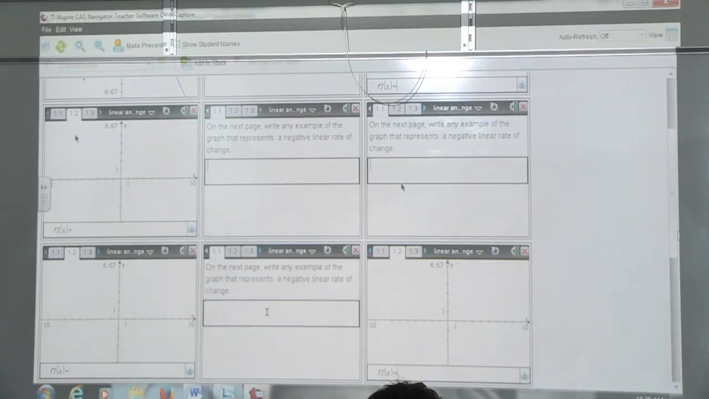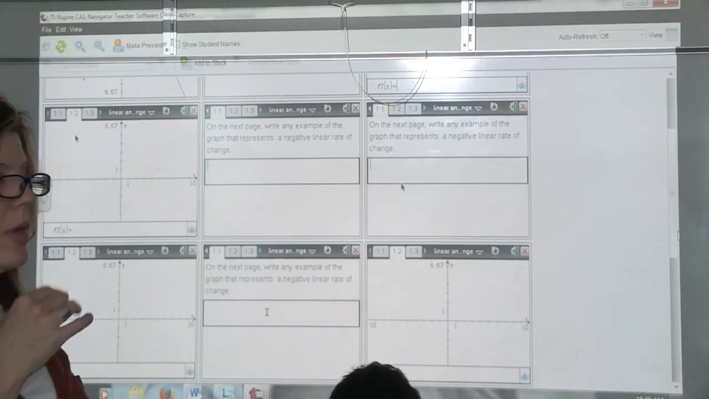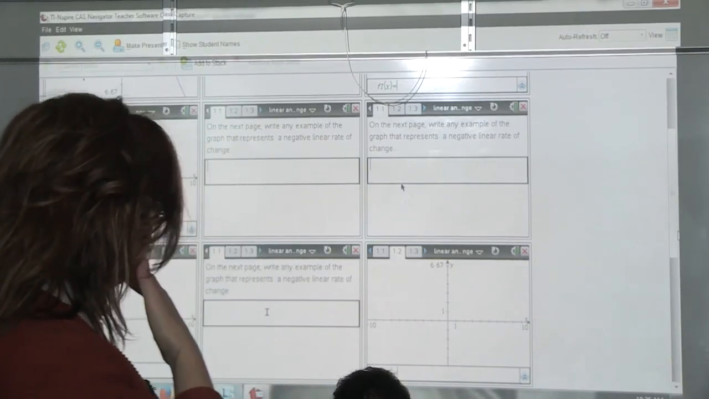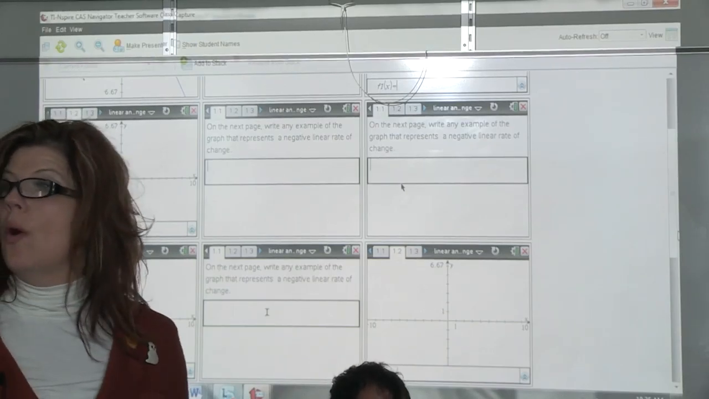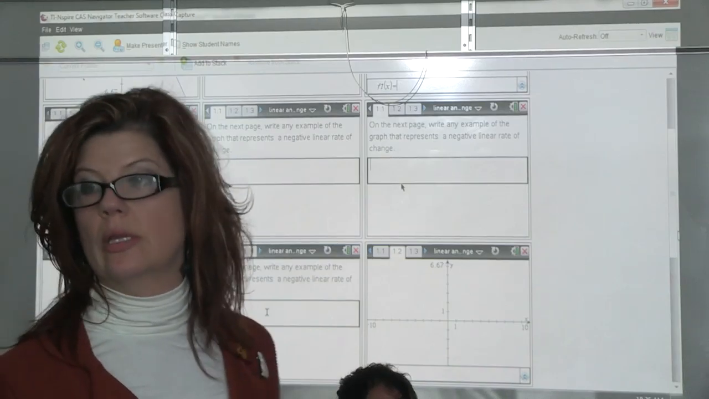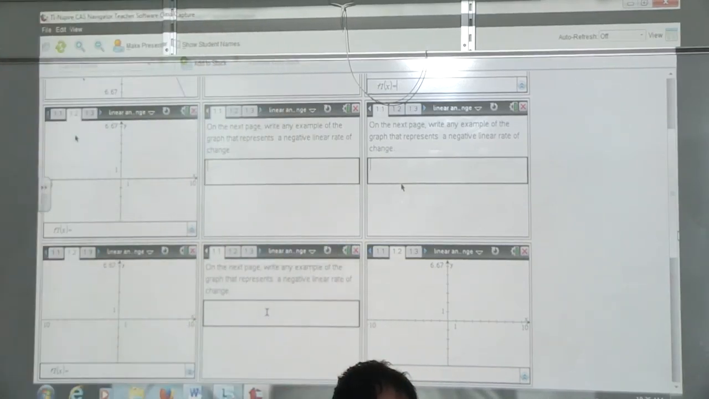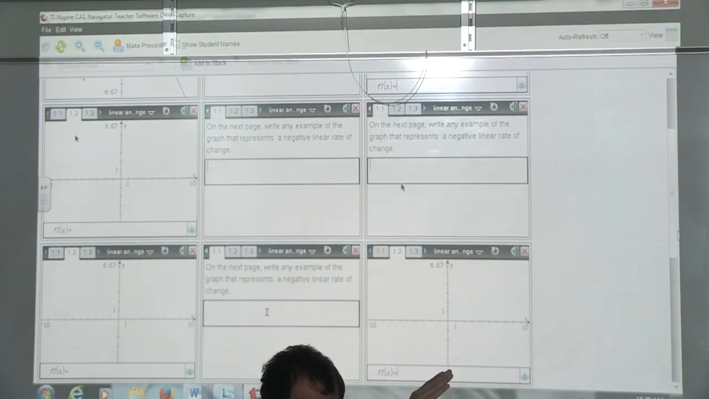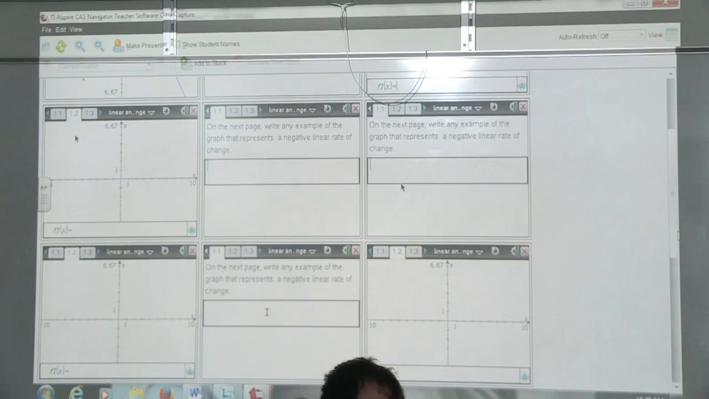Got a couple of people with a negative rate of change. If everyone at your table has a function, choose one to think about what it might represent. What story might go along with the linear function that you have input? What is it that shows the rate of change for a linear function? Anybody at the table? What is the rate of change for a linear function? What is it that shows how this thing is changing according to time?